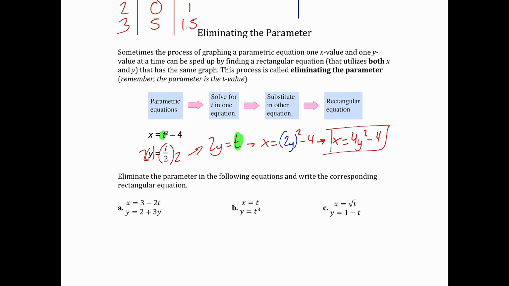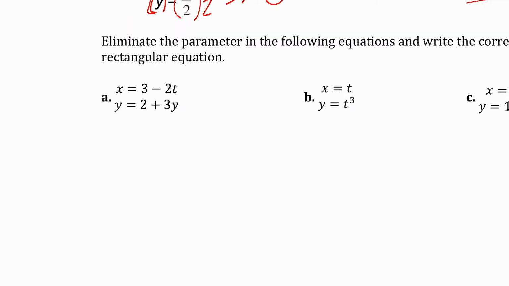Now we've got 3 examples here at the bottom. We're going to follow that same procedure. The first one, we got to make a slight change. There's a slight typo on there. The second equation, instead of saying y equals 2 plus 3y, it should be 2 plus 3t. So my apologies for that.